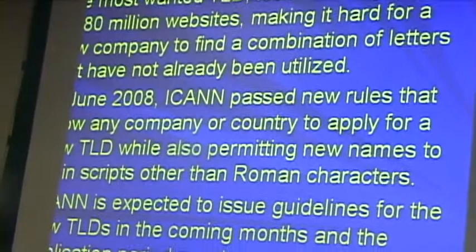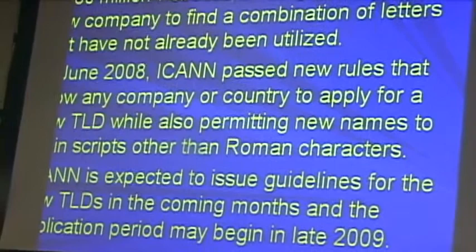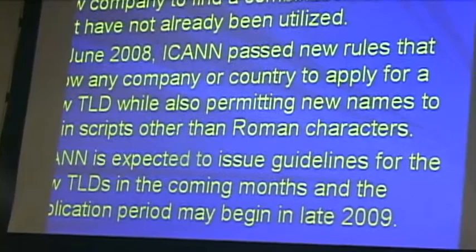In June 2008, ICANN passed new rules that allow any company or country to apply for a new TLD while also permitting new names to be in scripts other than Roman characters. ICANN is expected to issue guidelines for the new TLDs in the coming months, and the application period may begin in late 2009. The issue of new TLDs is somewhat complicated.